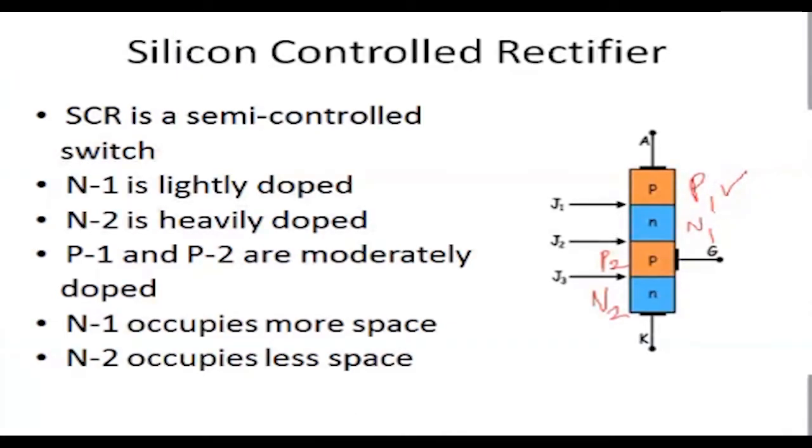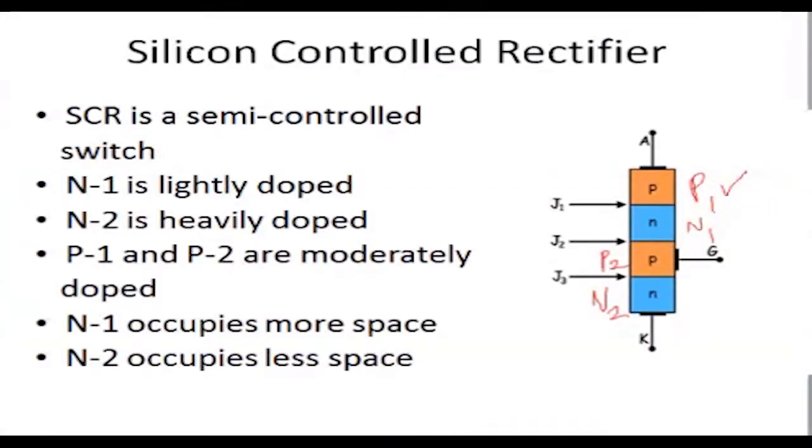Now I'm repeating again. N2 occupies very less space and is heavily doped. N1 and N2 are exactly opposite. P1 and P2 behave similarly. N1 occupies more space and is lightly doped. N2 occupies less space and is heavily doped. P1 occupies moderate space and is moderately doped. P2 is moderately doped and occupies moderate space.